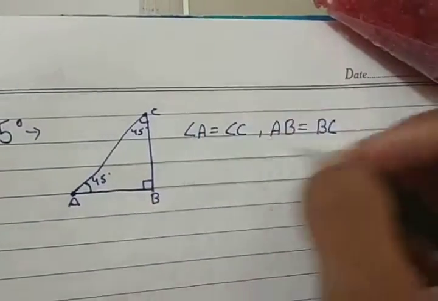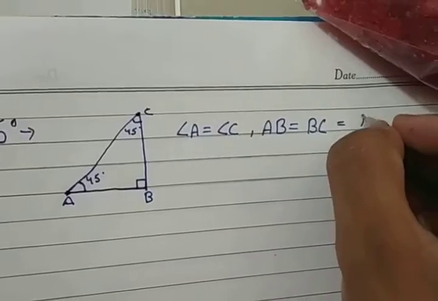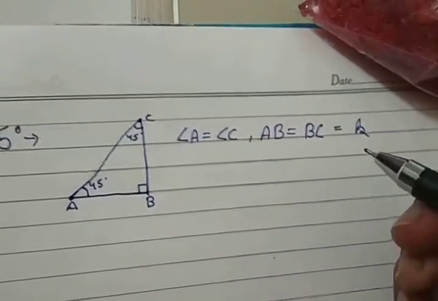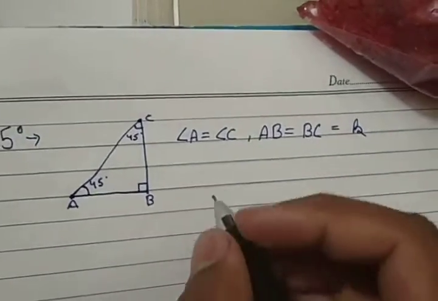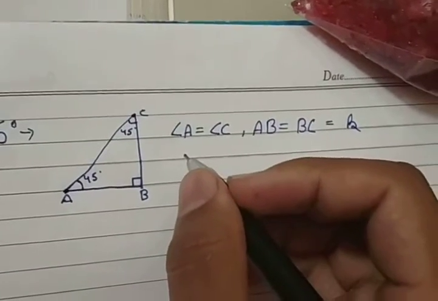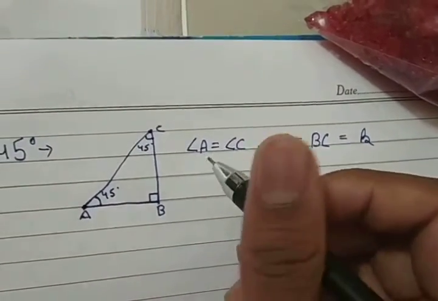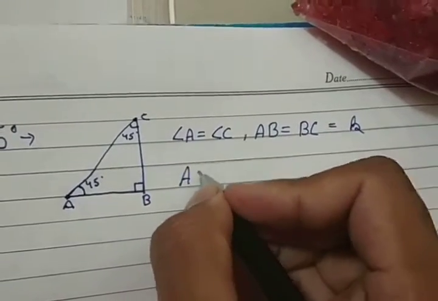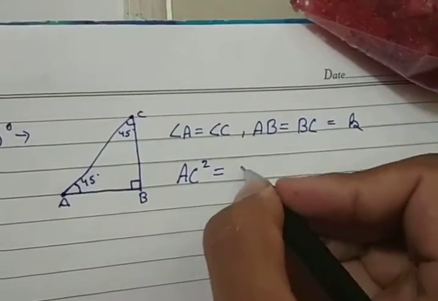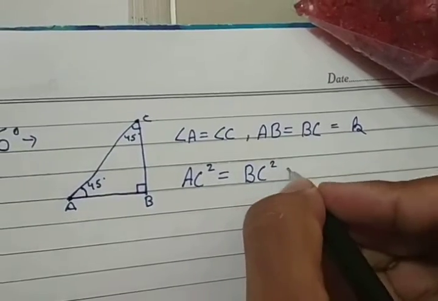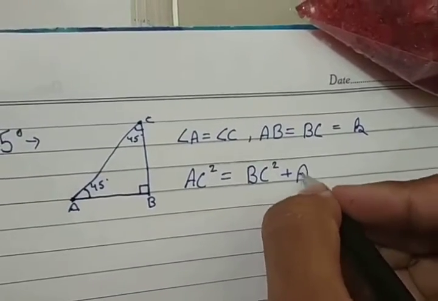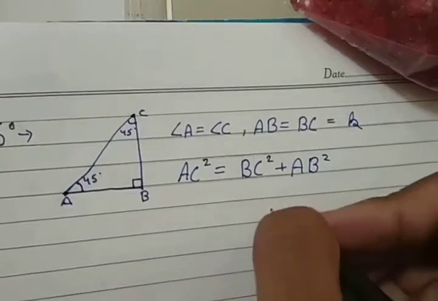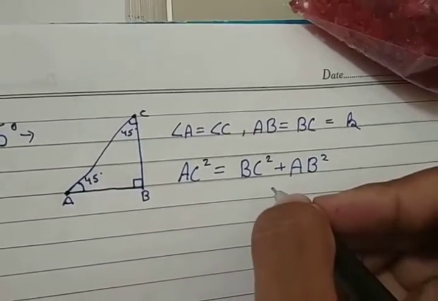We don't know their lengths, so let them be some constant K. Then we will apply the Pythagoras theorem to find out what? To find out this hypotenuse. So we know hypotenuse is AC. So AC square would be equal to BC square plus AB square.